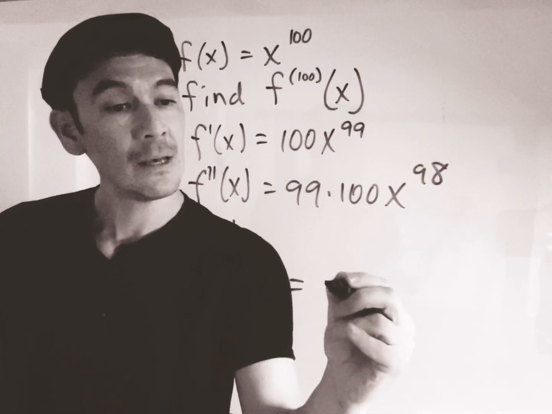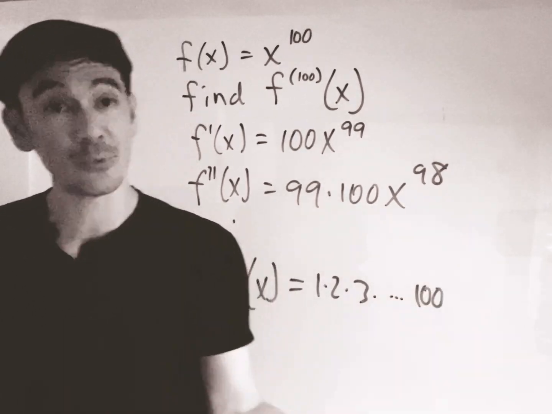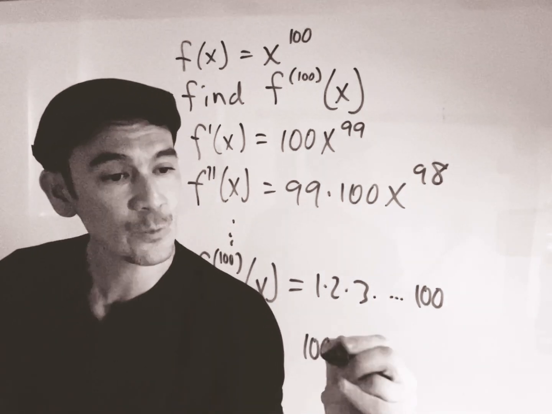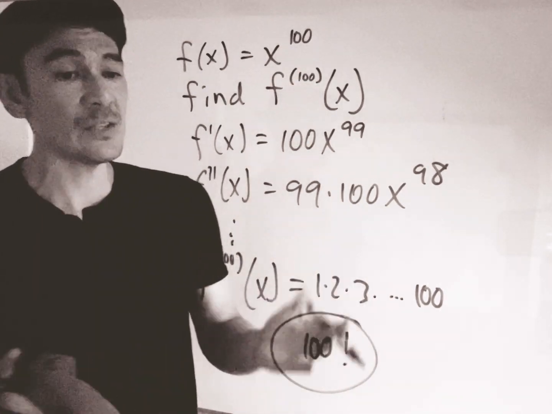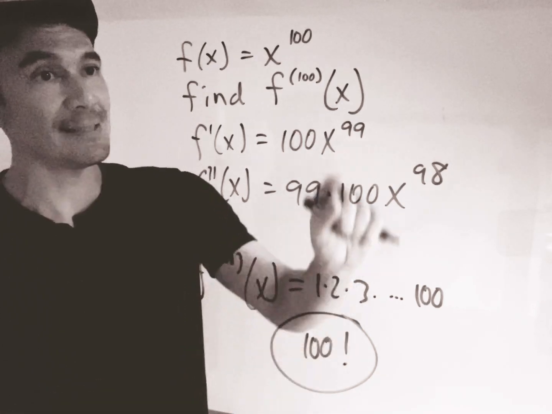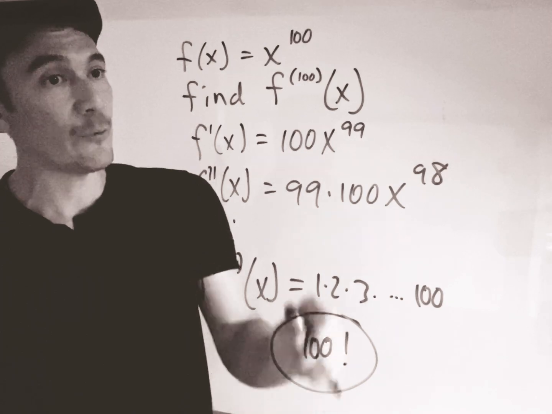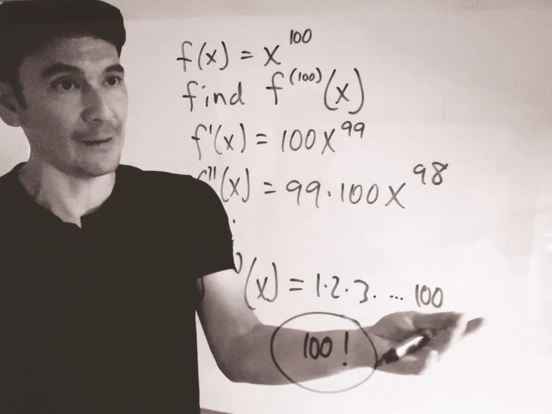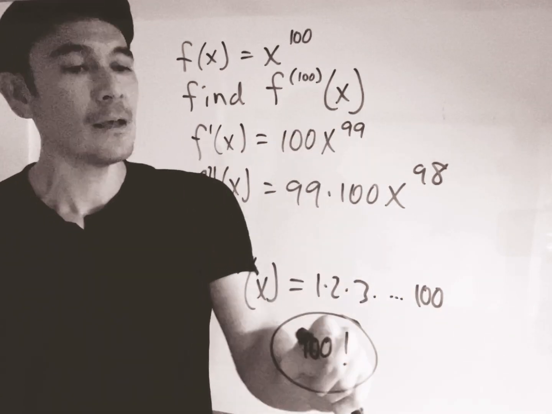This would just be 1 times 2 times 3, all the way down to 100, which is the same as 100 factorial. So in general, this works. Just make sure that it says x to the power of n, and they're asking for the nth derivative. If that's the case, it would just be that power n factorial.